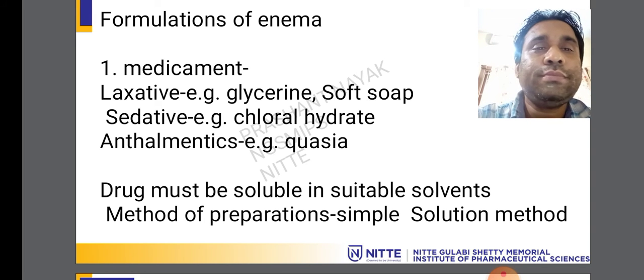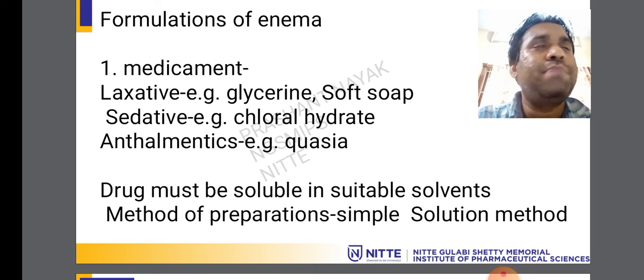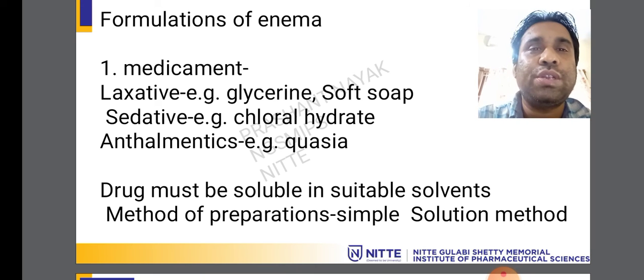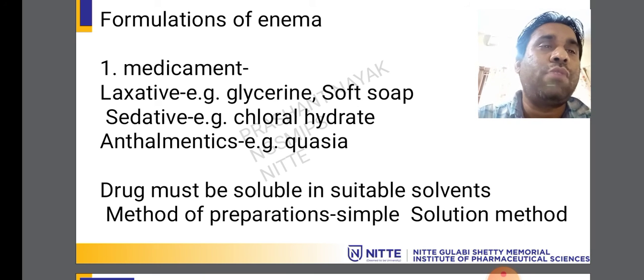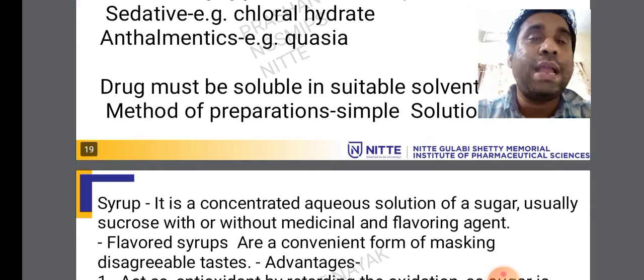Drug must be dissolved in a suitable solvent. The method of preparation is a simple solution method. Mix the preparations and then give it in the form of a bottle or in a container. This is all about enema.